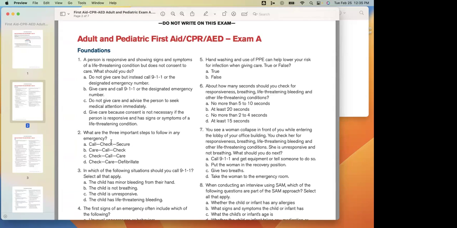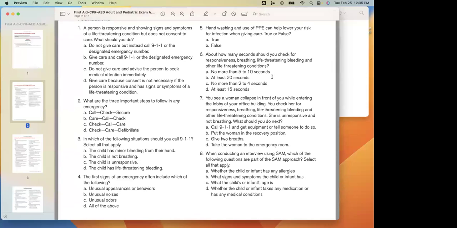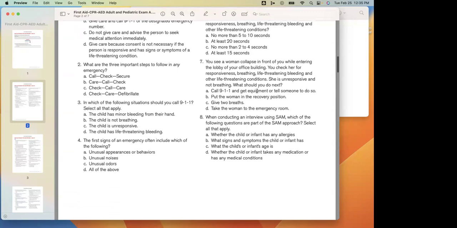5, hand washing and use of personal protective equipment can help lower your risk for infection when giving care. True or false? 6, about how many seconds should you check for responsiveness, breathing, life-threatening bleeding, and or life-threatening conditions? Number 7, you see a woman collapse in front of you while entering the lobby of your office building. You check for her responsiveness, breathing, life-threatening bleeding, and other life-threatening conditions. She is unresponsive and not breathing. What should you do next?